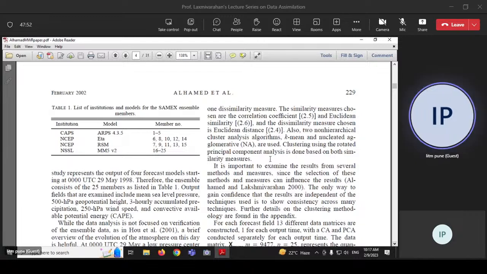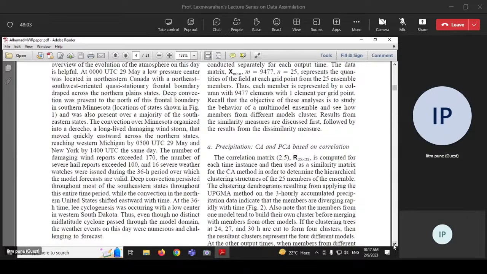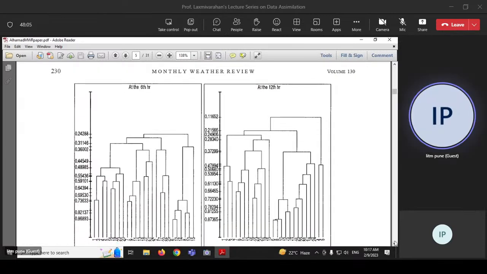So Ahmed was my PhD student, and look at this now. Now I would like to tell you what are all the field variables we had utilized. Before I go there, I'm sorry.